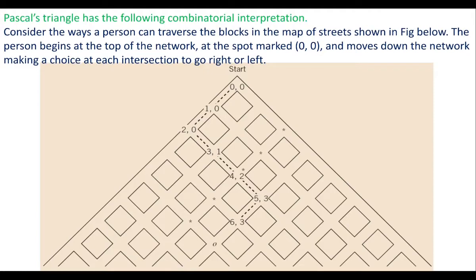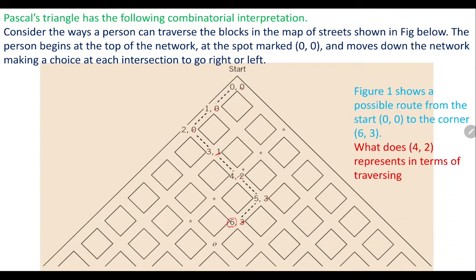We call it Pascal's triangle, where a person can traverse the blocks in the map of the street shown in the figure below. The person starts from here, 0 0. If we traverse one block, then we increase the first term by 1, then 2, and if it takes a right turn, then we increase the second term. So this is 0, this is 0, and now this becomes 1, 2, 3, and now again 3, because he has taken a left turn. Total 6 blocks have been traversed, therefore 6 comma 3, where 3 are the right turns.